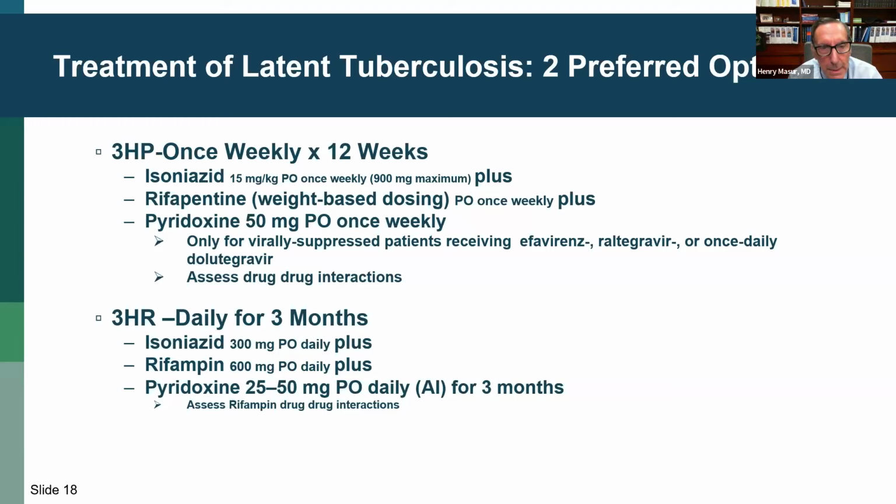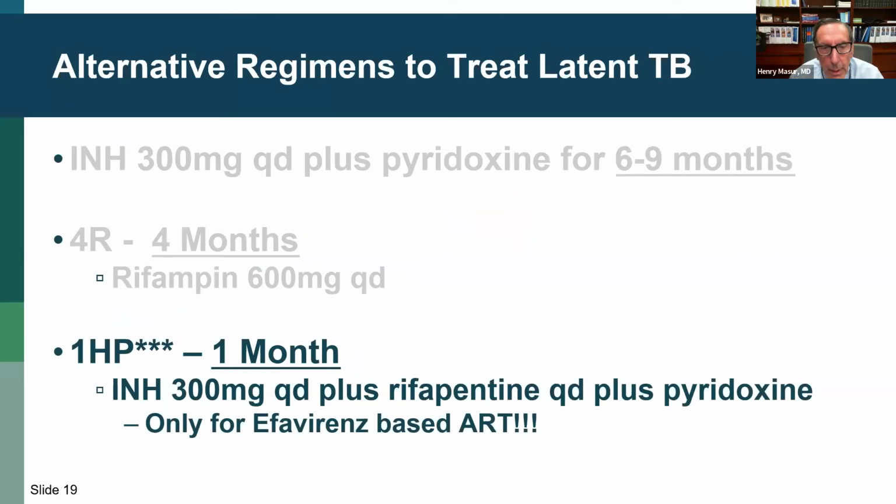And you can see here, one is isoniazid rifampicin with pyridoxine, but you have to be careful that they are on an antiretroviral regimen that isn't made ineffective by the rifampicin. So that's efavirenz, raltegravir, or once daily dolutegravir. And again, with the isoniazid rifampicin regimen for 12 weeks, the daily regimen, you obviously have to be concerned about rifampicin as well. Where there is controversy is the last regimen. If you're a traditionalist and like isoniazid 300 milligrams a day for 6 to 9 months for pulmonary disease, particularly if you have directly observed therapy, that's a perfectly good regimen, just obviously hard to adhere to and more toxic.